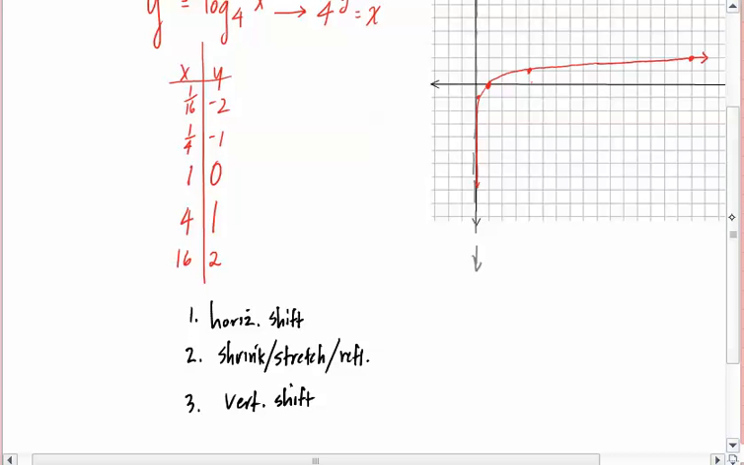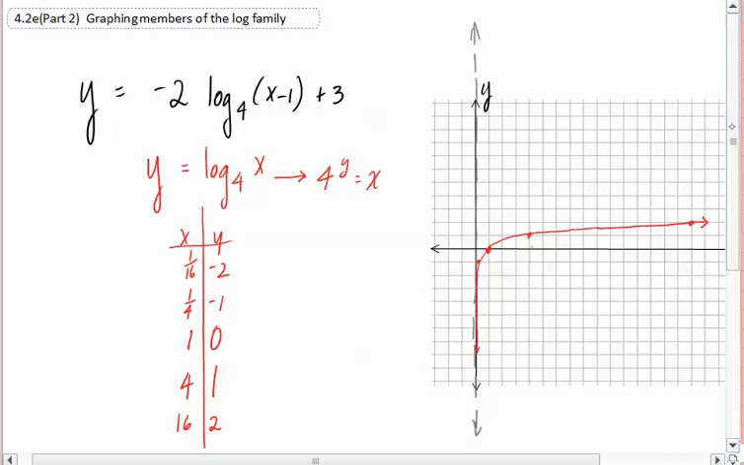Okay, so the first thing we're going to do is take a look at the horizontal adjustment, which is this thing right here. Now we know from the previous video that it means we're going to move everything. I'm going to make this the black pen. This is going to move everything to the right 1 unit. Let me highlight that for everyone. Okay, so to the right 1 unit.